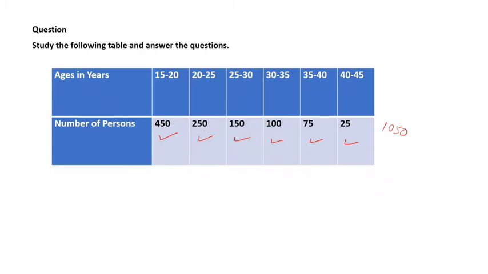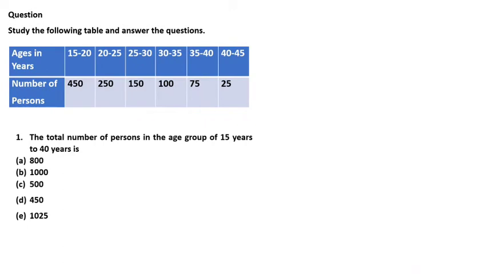Now let us see what are the questions based on this. Here is your first question. The total number of persons in the age group 15 years to 40 years. So 15 to 40, this total will come up to here. We have total 1050. Out of that 1050, this 25 will not be there in that group. So that 25 you can minus. So you will get 1025. So 1025 is the correct answer. Accordingly, you can mark your correct answer as 1025.